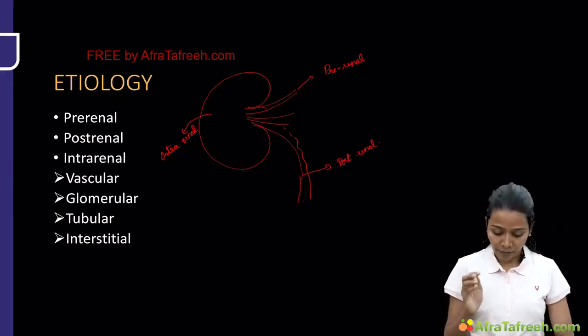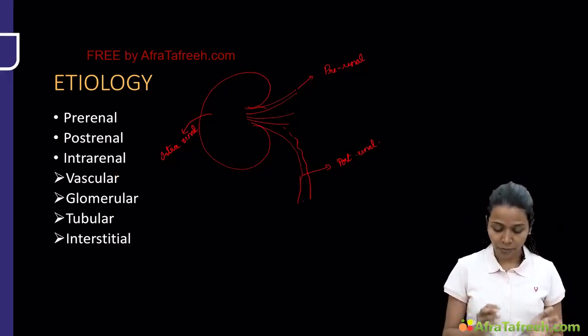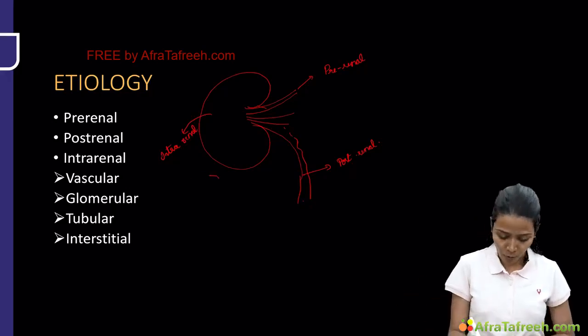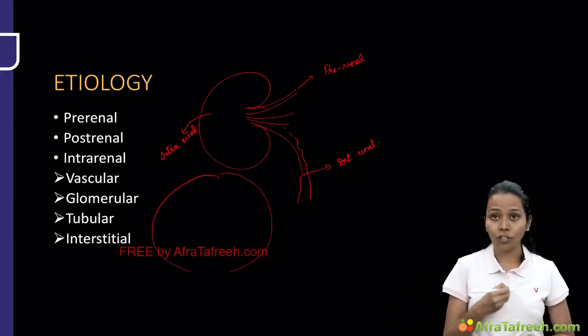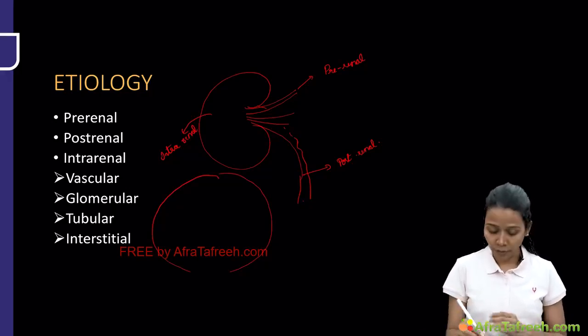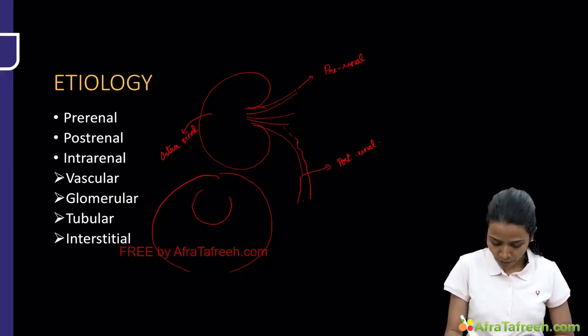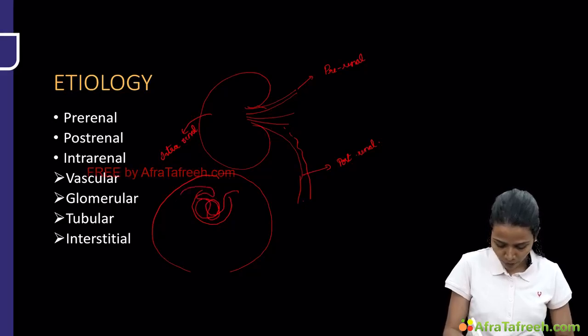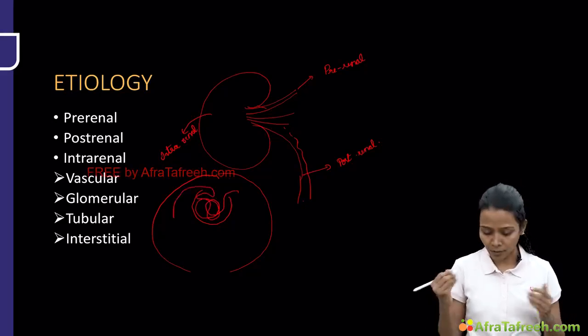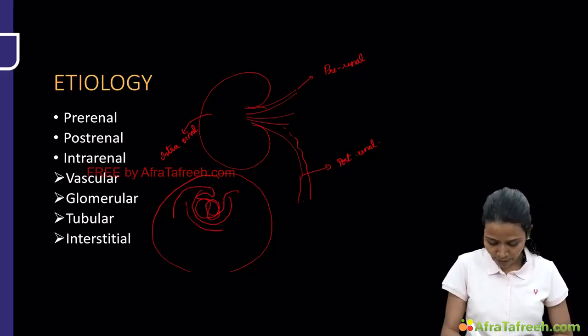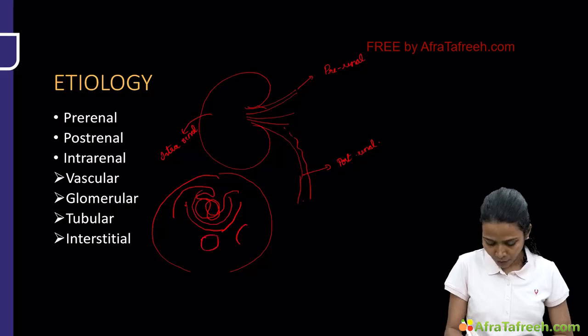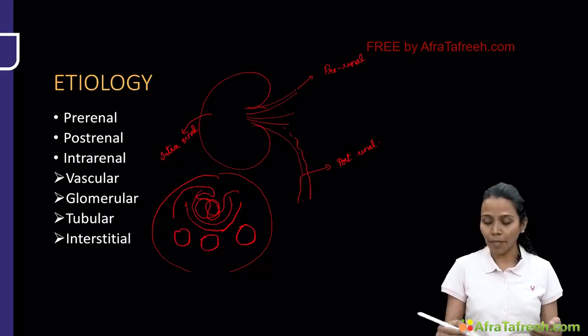Now, intrarenal can be further classified into vascular, glomerular, tubular, and interstitial. If you take a cross section of a renal biopsy, you see a glomerulus. The afferent arteriole comes and becomes glomerular capillaries, and goes out as the efferent arteriole. Apart from this, there is the interstitium, and there are tubules, and there are these blood vessels. So which are the four compartments in this?